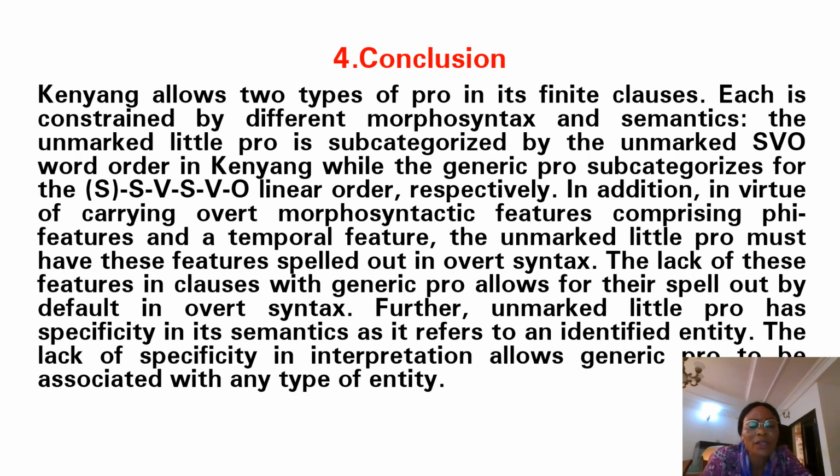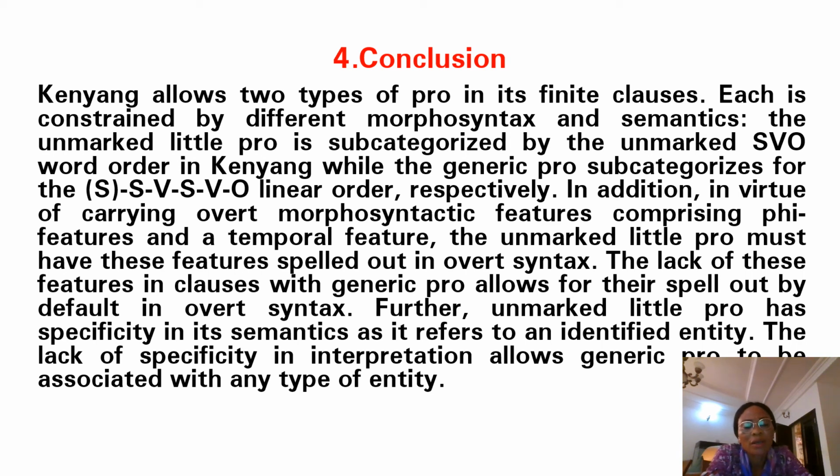To conclude our presentation, we note that Kenyang allows 2 types of pro in its finite clauses. Each is constrained by different morphosyntax and semantics. The unmarked little pro is subcategorized by the unmarked word order SVO in Kenyang, while the generic pro subcategorizes for the S, S, V, S, VO linear order, respectively.